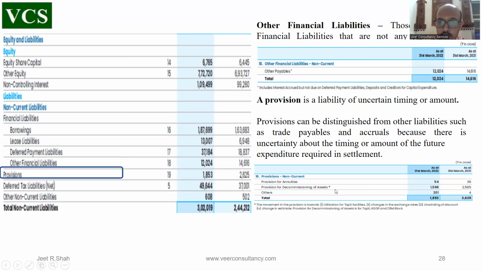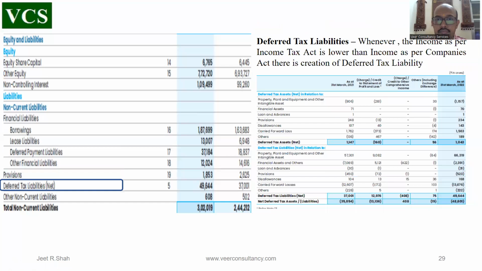When you don't know, there's provision for annuities, provision for decommissioning of the assets, and others. When you see this decommissioning of assets, there is a star mark over here. What does it read? It reads the movement in the provision towards a utilization of TAPTI facilities. So they have given you more about what they feel are the liabilities that they might have to pay in the future probable time. They have tried to estimate kitna shayad aayega, but it can be more, it can be less.